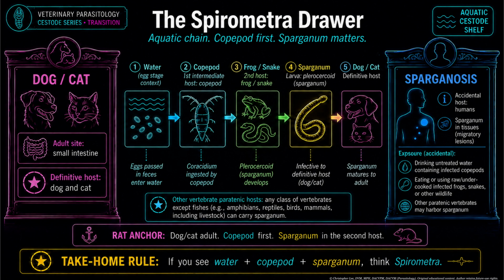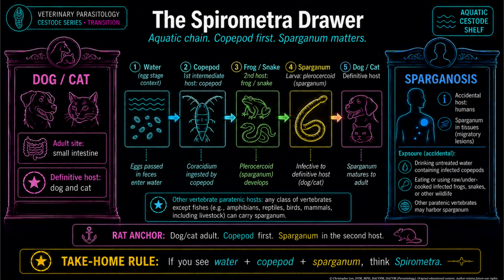Spirometra adults live in the small intestine of dogs, cats, and other carnivores. Operculated eggs pass in the feces and must reach water. A coracidium hatches and is eaten by a copepod where a procercoid develops. But one intermediate host is not enough. Spirometra requires a second vertebrate host.